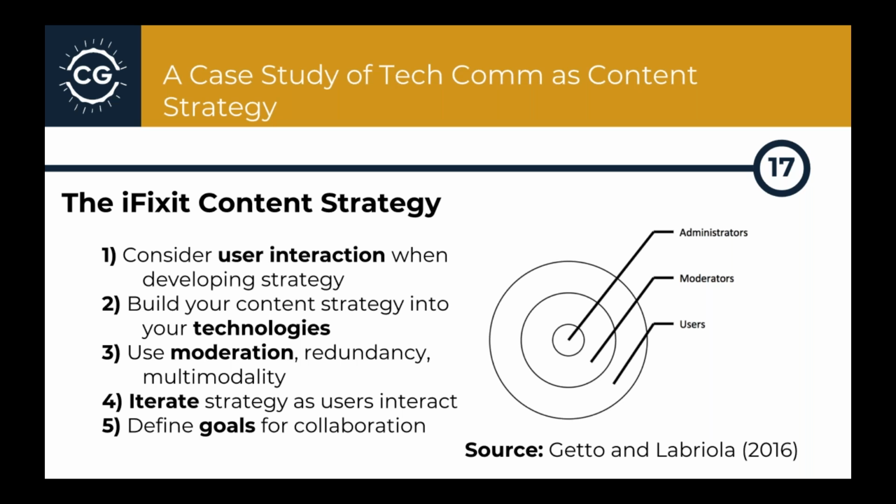Okay. So the first thing to do when you're coming up with a content strategy is you need to think about what user interaction looks like for your content. So, right, we're not creating static content anymore. It's not a user manual. It is some form of user forum, right? Or maybe even a wiki that users are contributing to. And you've got to think about that, okay?